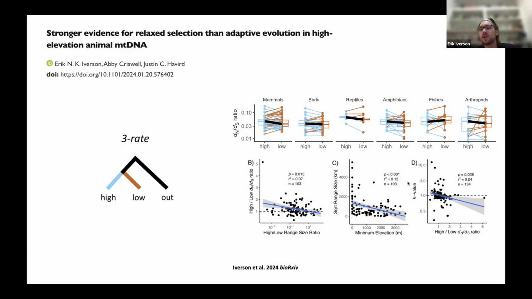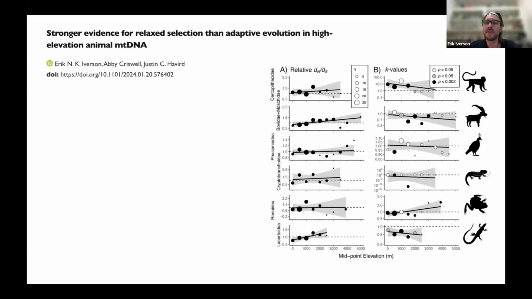And so we looked at basically the fact that species that live higher in elevation tend to have smaller ranges. Those with smaller ranges tend to show that higher dN/dS ratio, and also some evidence from K values that selection was more relaxed. And so it looks like rather than being adaptive, what may be going on here is that high elevation species tend to have smaller population sizes, and thus they're going to show those signatures of higher dN/dS ratios. And so I think I'm running out of time.